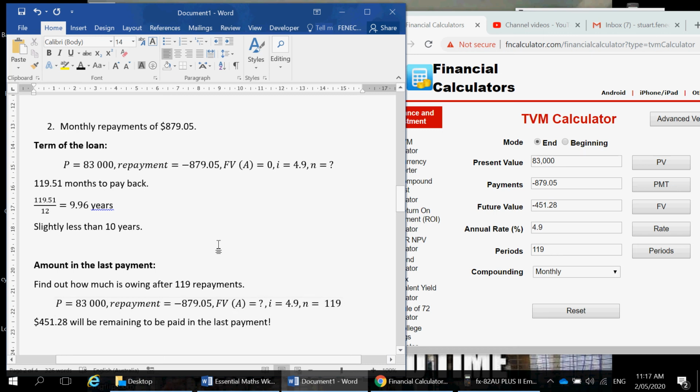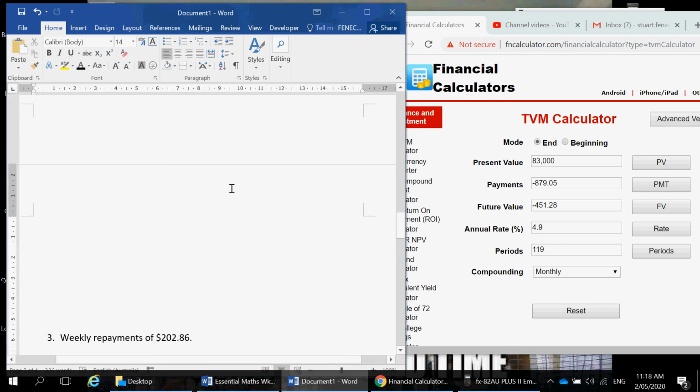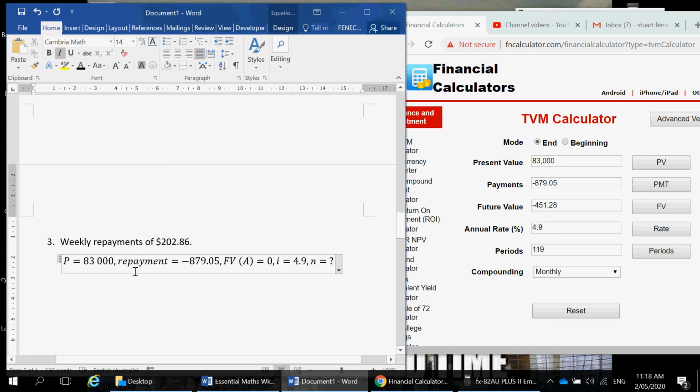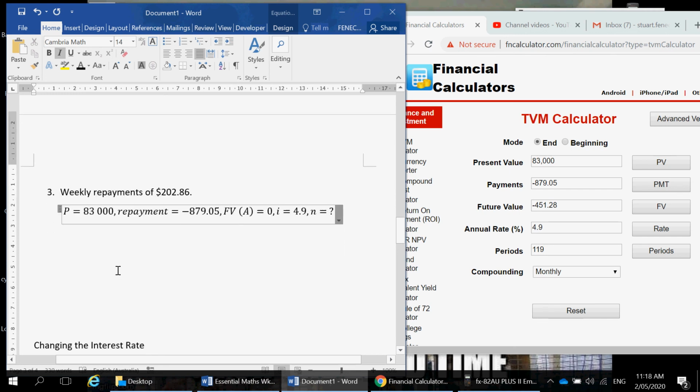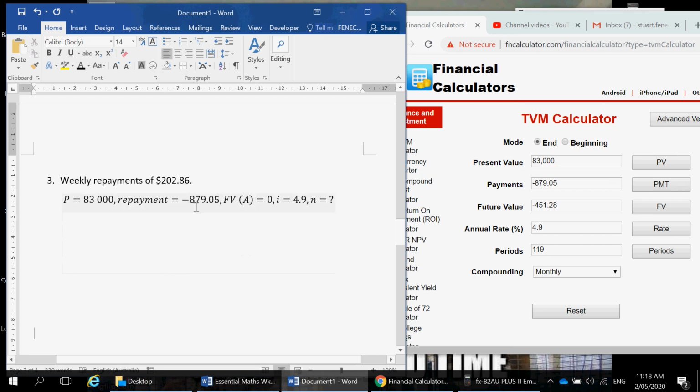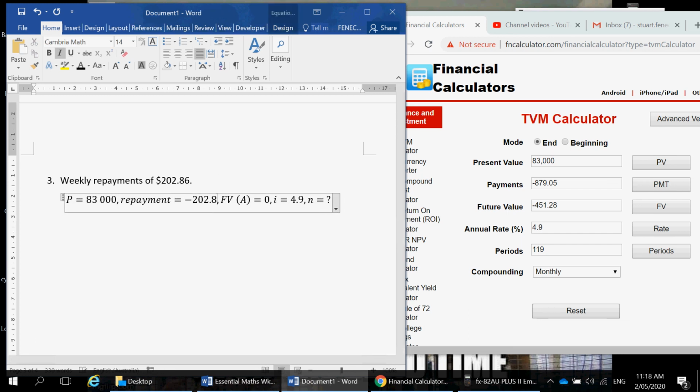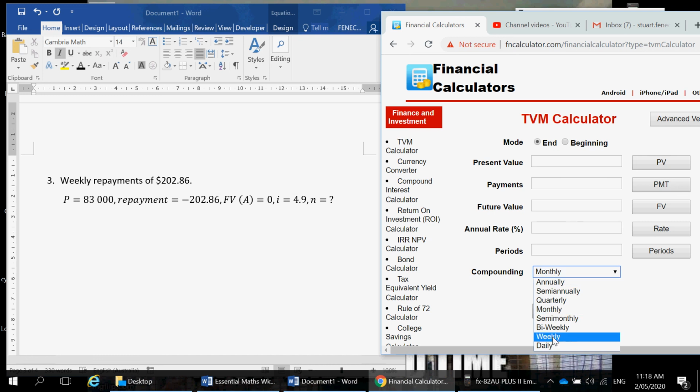The third scenario goes down to weekly. And we're going to do the same as this again, except we're going to deal in weeks. All right, so here's our weekly repayments. You're still starting off with the same loan amount. The repayment amount now has changed to $202.86. We want to know when it's fully paid off, which means the future value is zero. The interest rate's still 4.9%. We want to know how many time periods, which is how many weeks. We better be careful. We better set this to weekly compounding or it's all going to be very nasty.